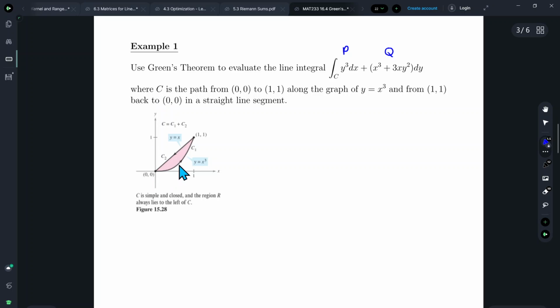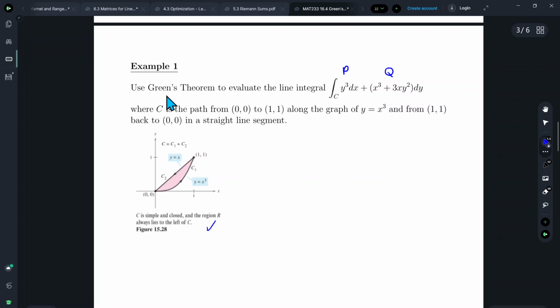So the curve C is a piecewise smooth curve with the C1 portion being the graph of y equals x cubed from the point (0, 0) to the point (1, 1), and the curve C2 is a straight line segment from the point (1, 1) to the point (0, 0). So notice that the curve C is simple and closed, and also it's oriented counterclockwise. And so the conditions for Green's theorem are satisfied, so everything is set up properly.